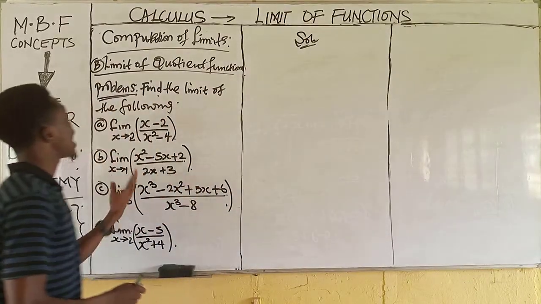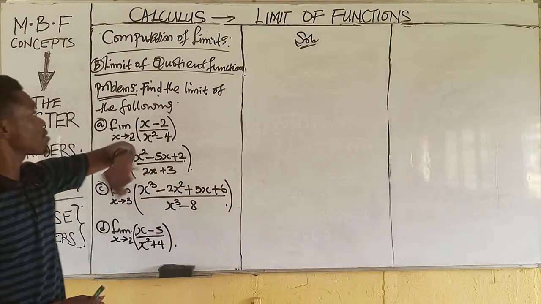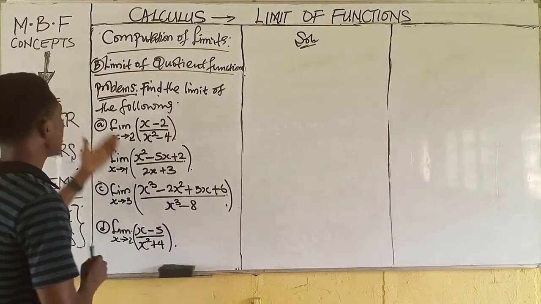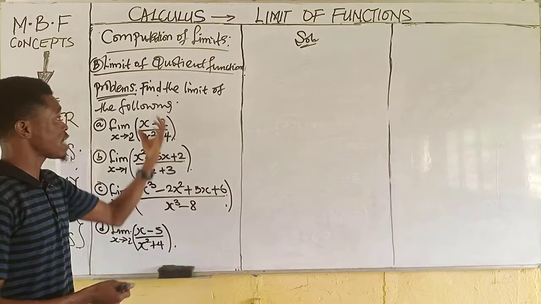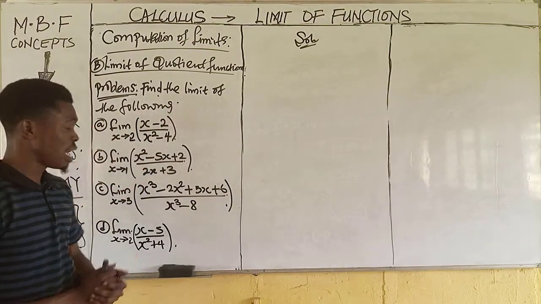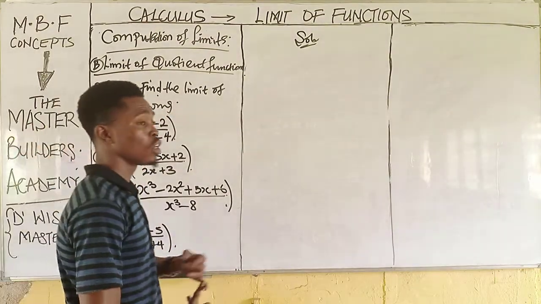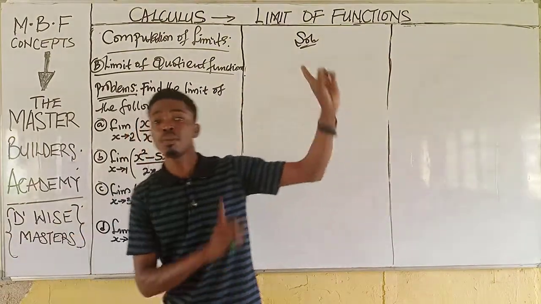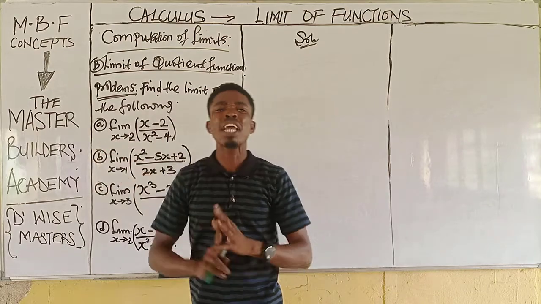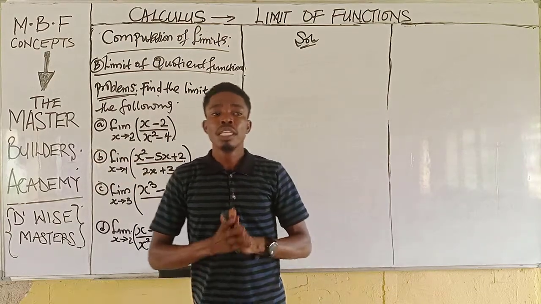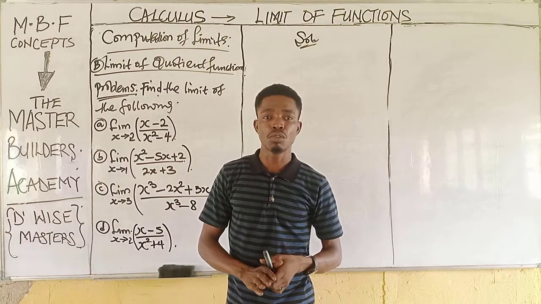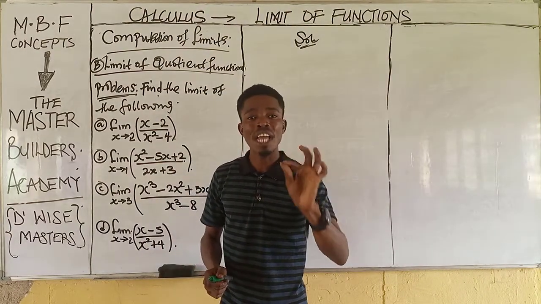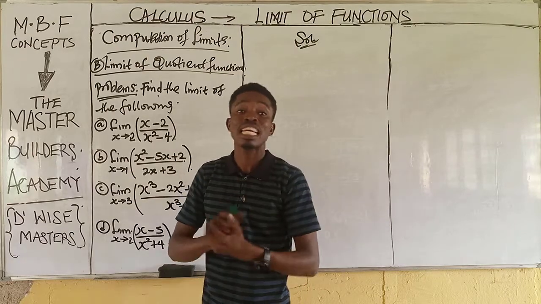Now, on the board, we have computation of limits, and we are looking at computation of limits of quotient functions. And we have the problems before us. We are asked to find the limit of the following functions. I explained earlier that for quotient functions, you have a numerator and you equally have a denominator. When you have a numerator and denominator, the function you are given can either turn out to exist or not exist when you input the limit value that you are given.